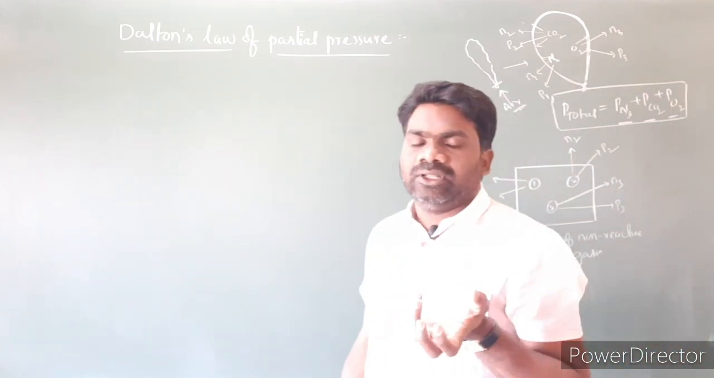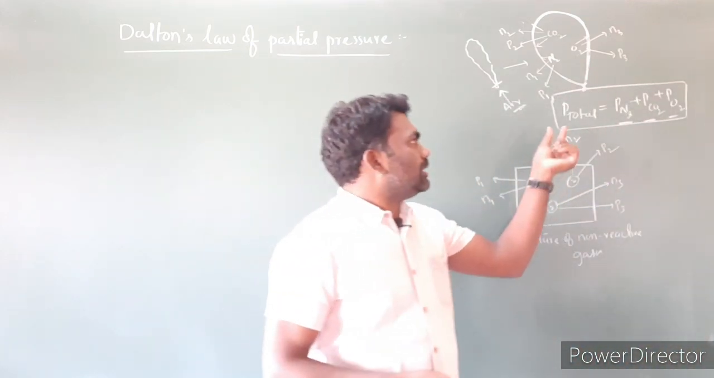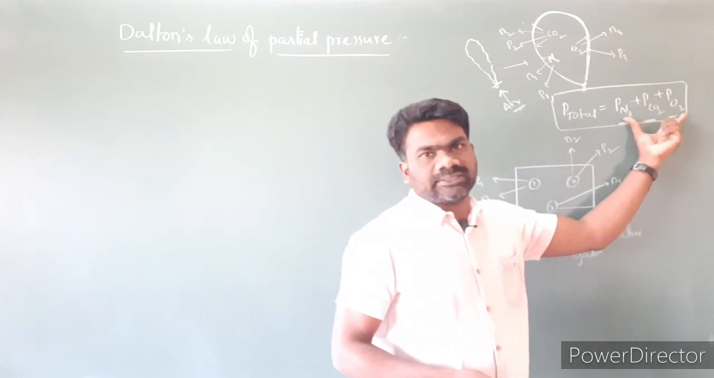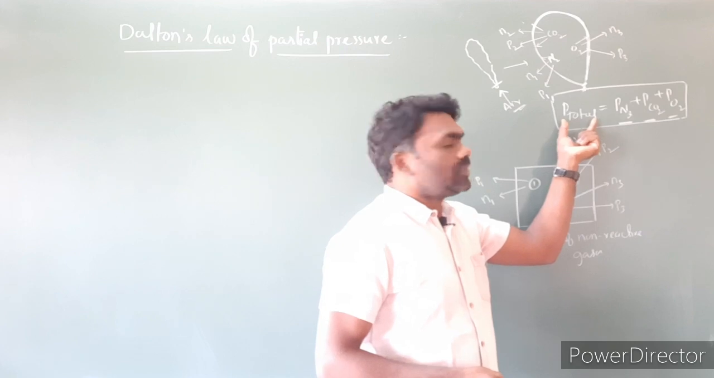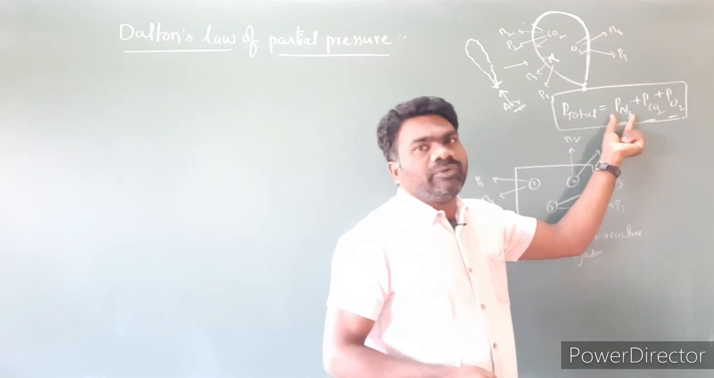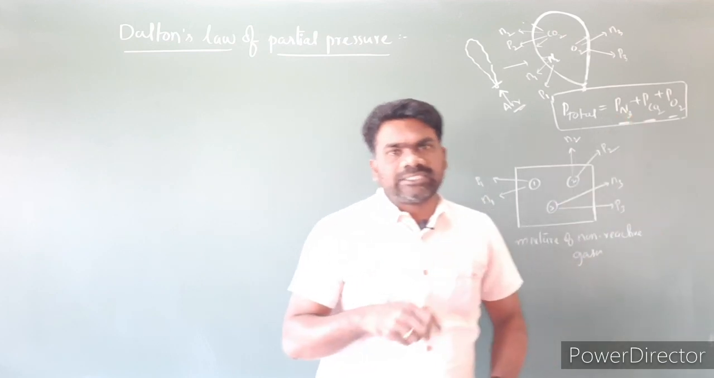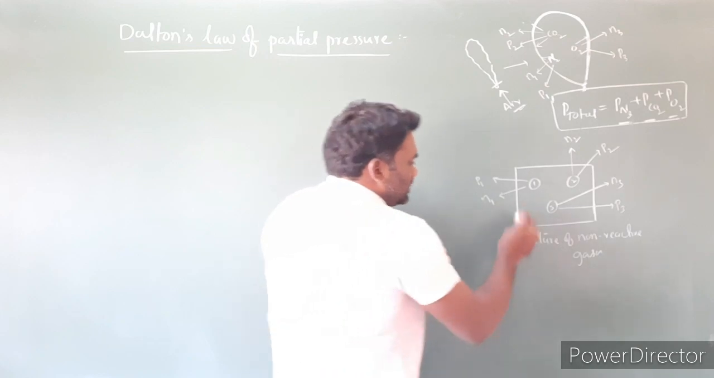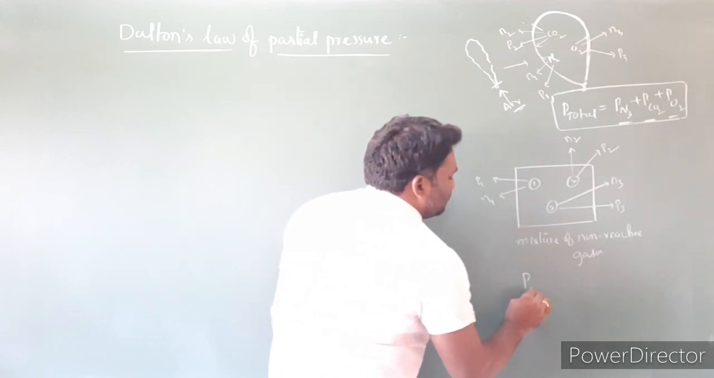What is the total pressure? What is the partial pressure? The total pressure is nothing but the sum of the partial pressures of all the gases. Easy, we will get the total pressure. Partial pressure in the sense what? The pressure exerted by the individual gases. In a mixture of gases, the pressure exerted by the individual gas is called a partial pressure. So come to here. So here is the total pressure.